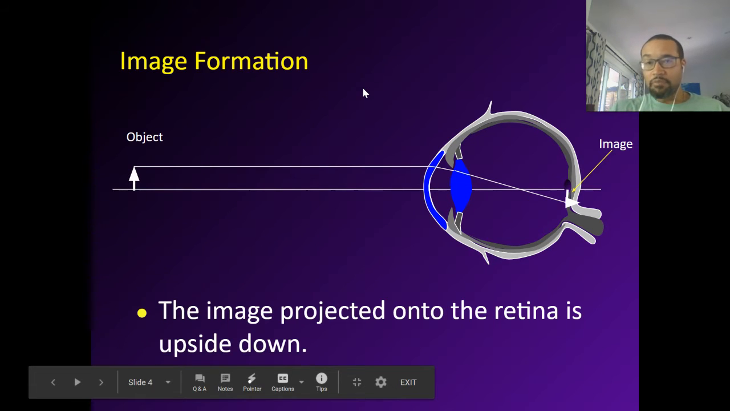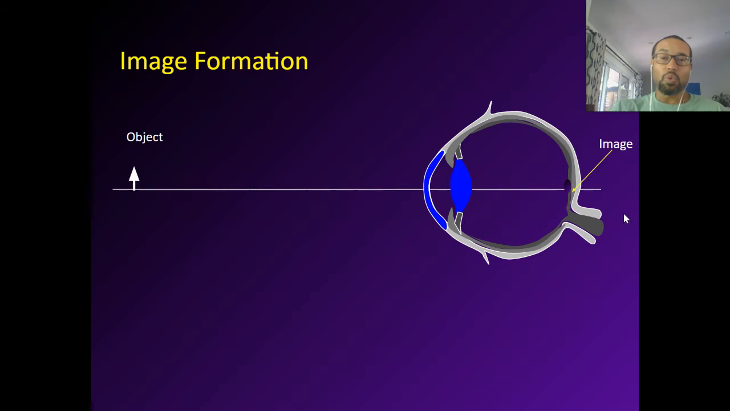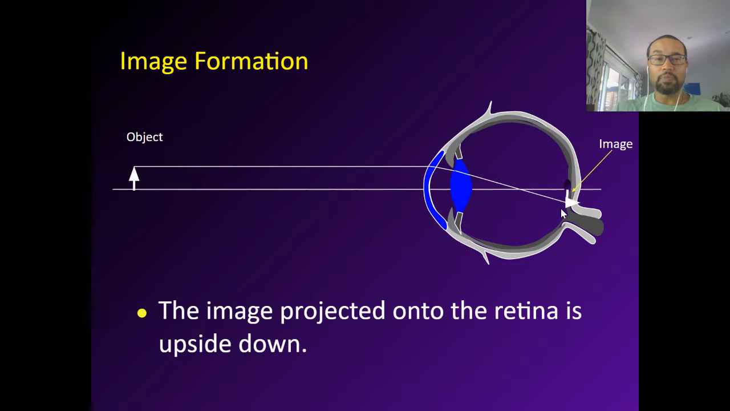Here's the interesting thing. That image, if it's below this horizontal line that you see here, is actually going to be upside down. Let me show you that again. If it were above this line, the image would appear right side up. If it hits below this line, which that light ray does, the image is actually going to be upside down.